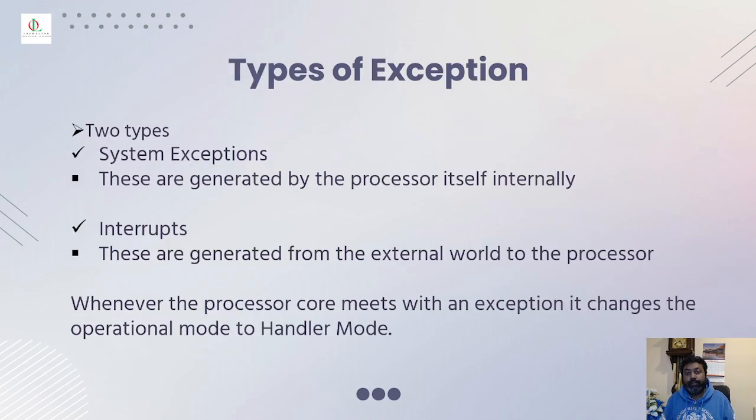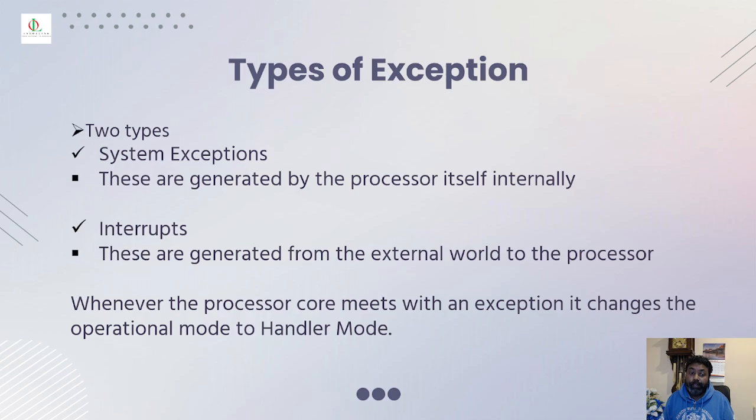What are all the types of exceptions? There are two types of exceptions: system exceptions and interrupts. Those that are generated by the processor itself internally are called system exceptions. For example, if you hear the words hard fault, mem fault or bus fault, those are all generated from the processor itself. If something goes wrong on the main processor core, that relates to a hard fault. If there are any problems in the internal flash or internal RAM, it will come as an error, a mem fault. And if there are any problems with the bus interfaces when you try to communicate with other peripherals, that will come as a system exception.